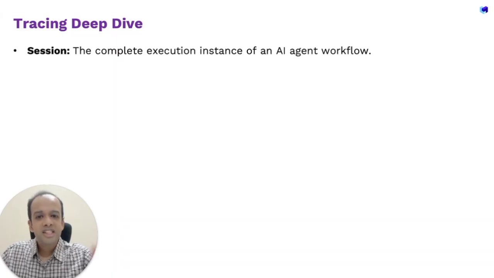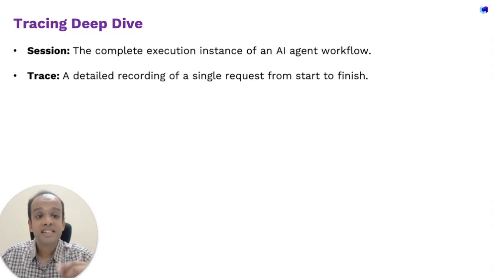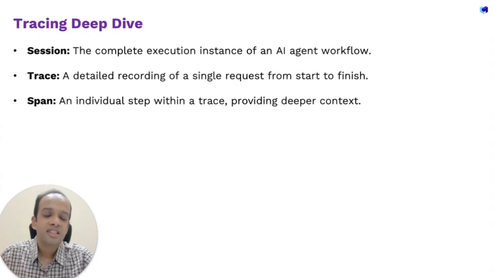The entire execution of a workflow in an agentic AI system is called a session, which is made up of one or more traces. A trace is a smaller part of a session. It is a detailed recording of a single request's execution path from start to finish. So we are dealing with a single request here instead of a session, which is basically the complete instance of an AI agent workflow. A trace in turn is composed of individual spans.